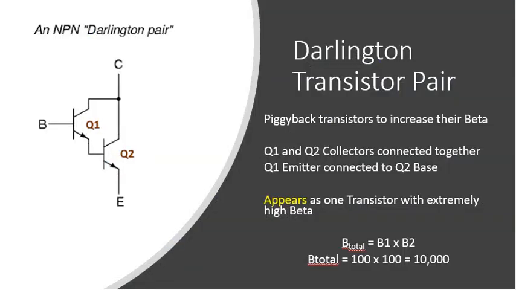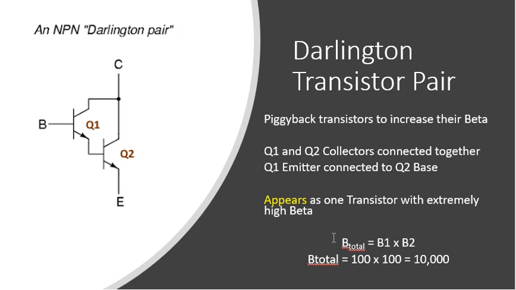A Darlington transistor pair is where we take two transistors and piggyback them together to increase their beta. We have transistor Q1 and Q2. We connect their collectors together, and then we take the emitter of Q1 and put it to the base of Q2. What this appears as is one transistor: we have one base lead, a collector lead, and an emitter lead.